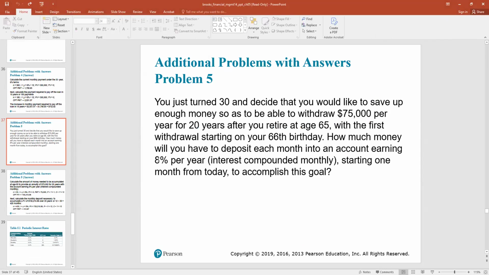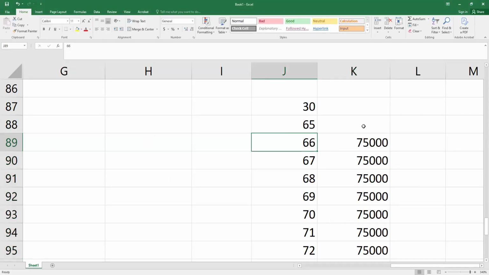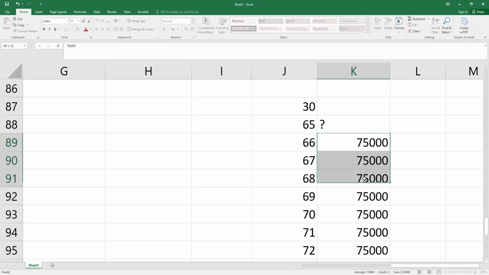And interest rate is 8% per year, compounded monthly. But how much you should have here? Another question, how much money you have to deposit each month into an account earning 8% starting 1 month from today to accomplish this goal. So you want to receive $75,000 when you're 66, first payment, but you don't know what is the amount that should be here in order to receive it. But to do that, you need to know how much money you should deposit today every month so that you come to reach this amount. Did you get the question?